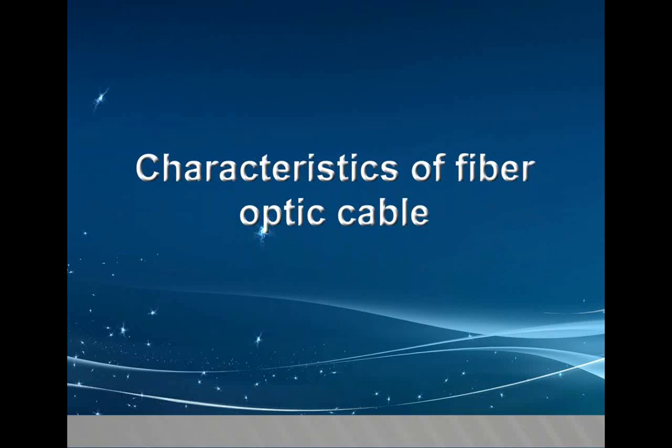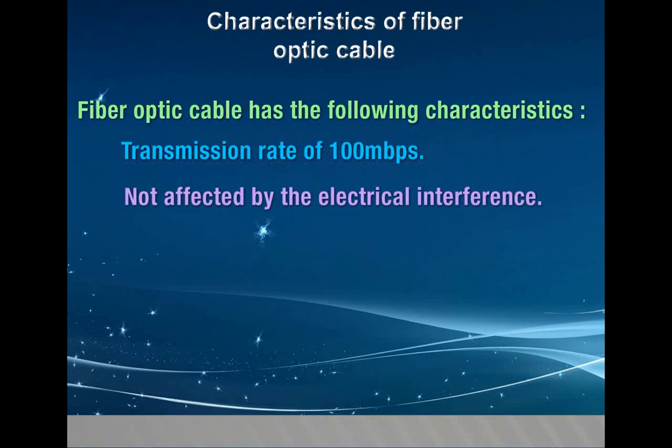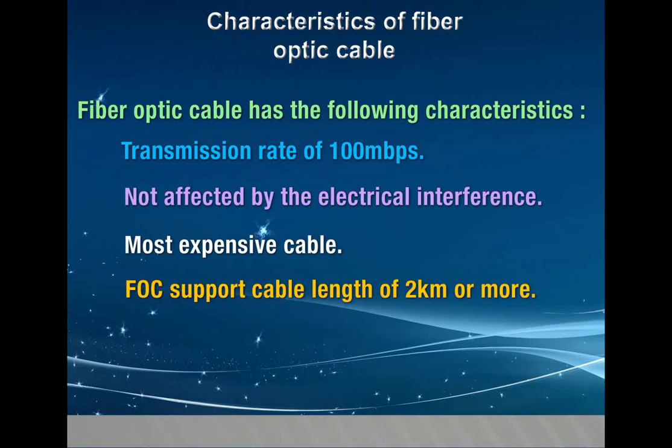Characteristics of fiber optic cable. Fiber optic cable has the following characteristics. Transmission rate of 100 Mbps, not affected by the electrical interference. Most expensive cable. FOC supports cable length of 2 km or more.